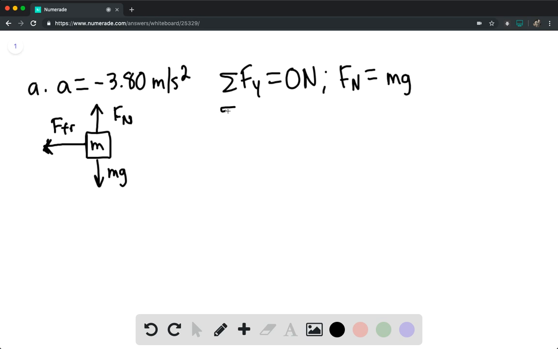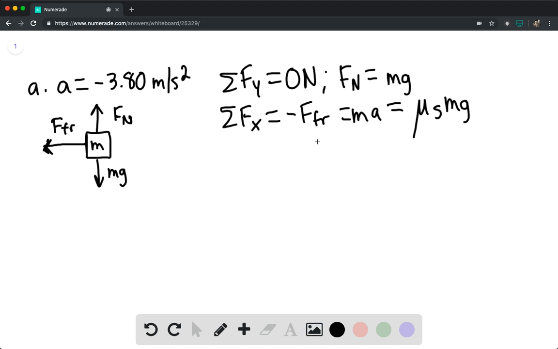And then we can say that the sum of forces in the x direction only equals negative force of friction, and this equals ma. This is going to equal mu s mg. So it'll be this coefficient of static friction times the normal force. In this case, the normal force is equal to the force of gravity. Therefore, the force of friction equals the coefficient of static friction times mass times gravity.